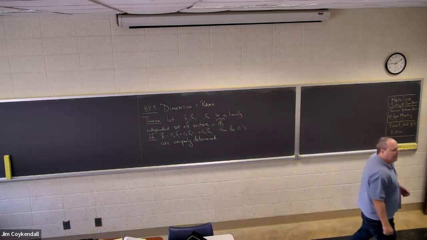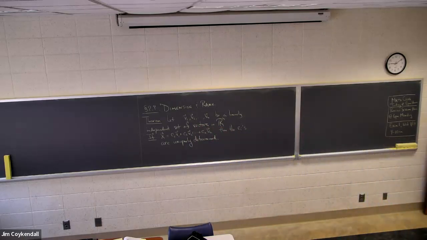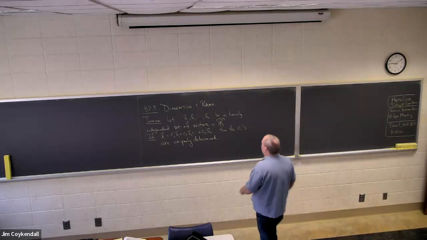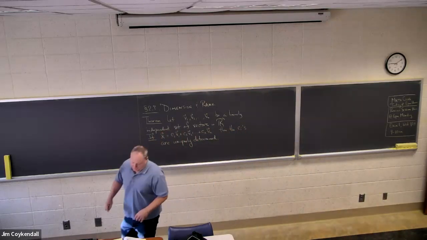The punchline is, if you can write a vector in terms of a linearly independent set by choosing constants C1, C2, and so on, choosing weights as your book calls them, that make that vector X, then there's only one choice for those Ci's. I'm gonna leave it to you to see if you can figure out why that's true.